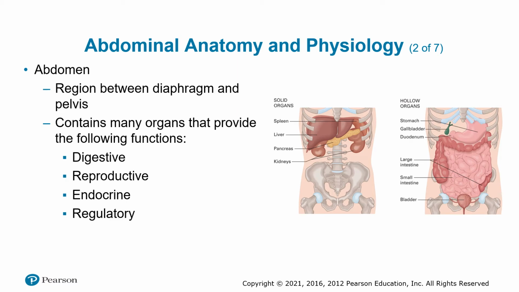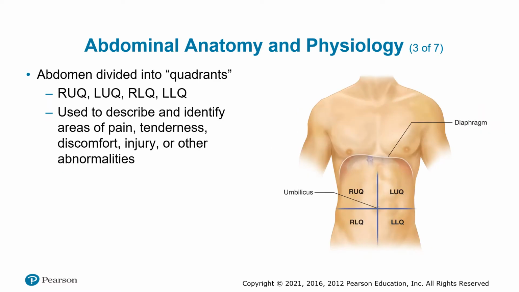So, abdominal pain. In the abdomen, we have different regions. We have the right upper quadrant, the right lower, left upper, and left lower. And it contains organs that provide digestive, reproductive, endocrine, and also regulatory systems. That right upper, lower, and left upper and lower is just a general guide to help you determine where their pain is, any tenderness, discomfort, maybe some injury, and any other abnormalities.